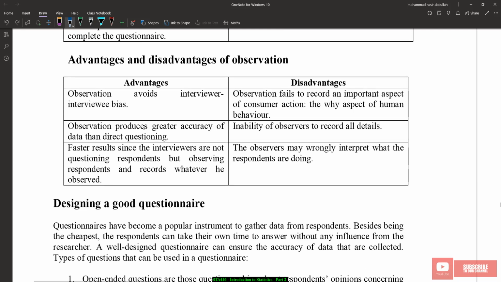And observation, this is an advantage: observation avoids interviewer and interviewee bias, so it produces greater accuracy of data than direct questioning. You can see the actual situation there. And the disadvantage is that observation may fail to record important aspects of consumer action while expecting human behavior and so on. So I think that's all for sampling techniques and data collection methods.